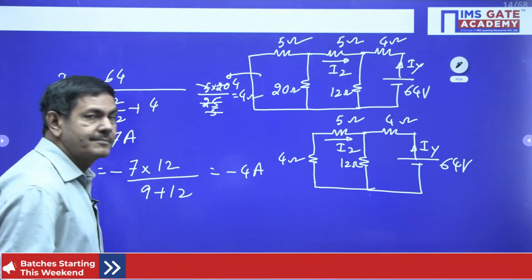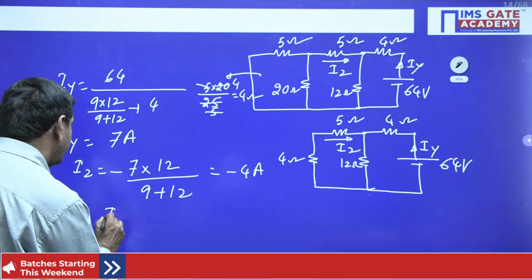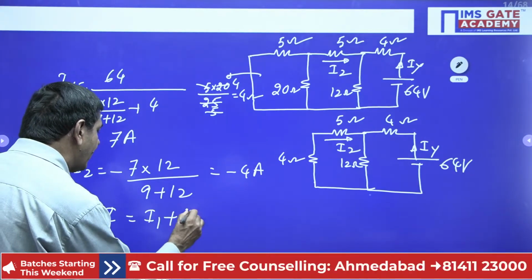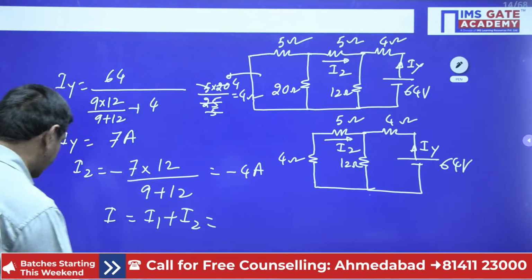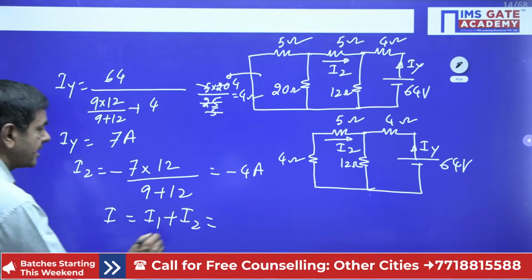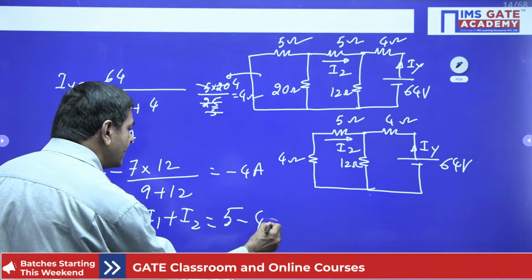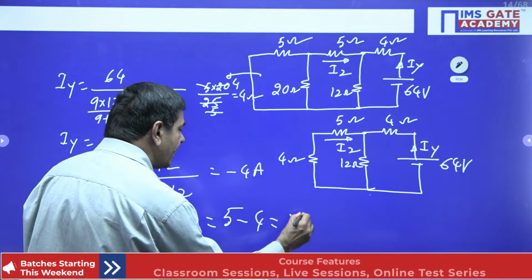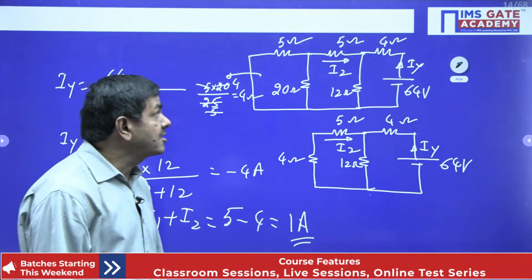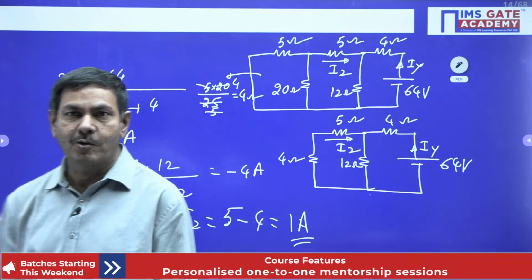That much current only. Finally, we want to find out the current I. According to the superposition theorem, you know very well, I1 plus I2 is nothing but I. The value of I1 we already got is 5 amperes. What about I2? I2 is minus 4. 5 minus 4 comes as 1 ampere only. Yes, the current of 1 ampere is going to pass through the 5 ohm resistance. That way we can do the problem.